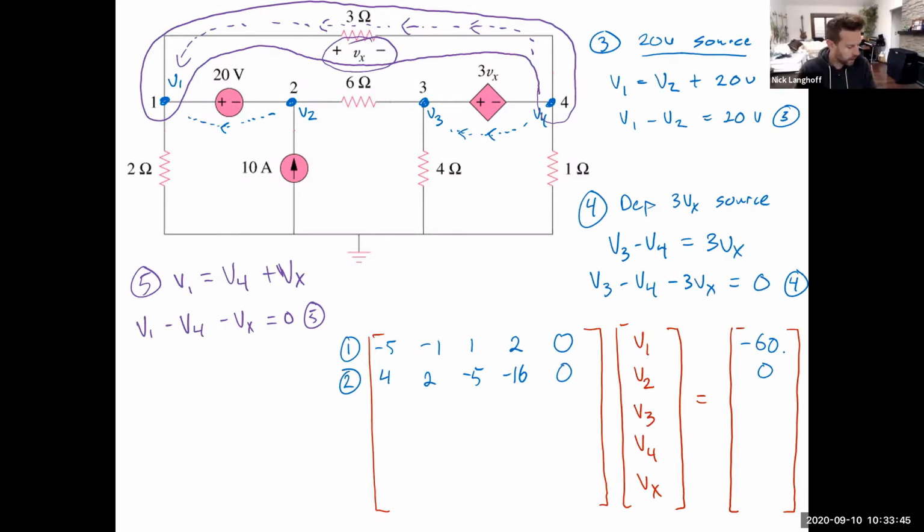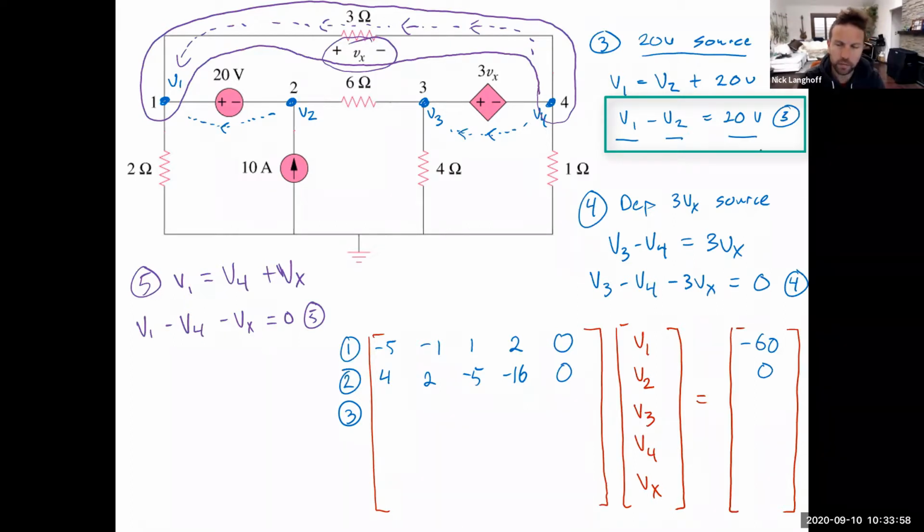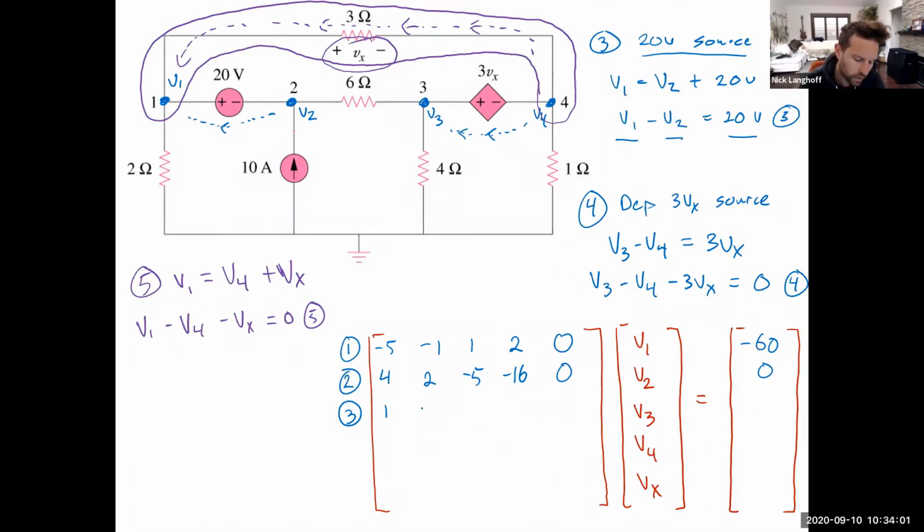Okay, looking good. Let's do equation 3. Equation 3 is nice and simple. V1 minus V2 is equal to 20 volts. So we get a 1V1, a minus 1V2, nothing for V3, nothing for V4, nothing for Vx, is equal to 20 volts. That's a little better.